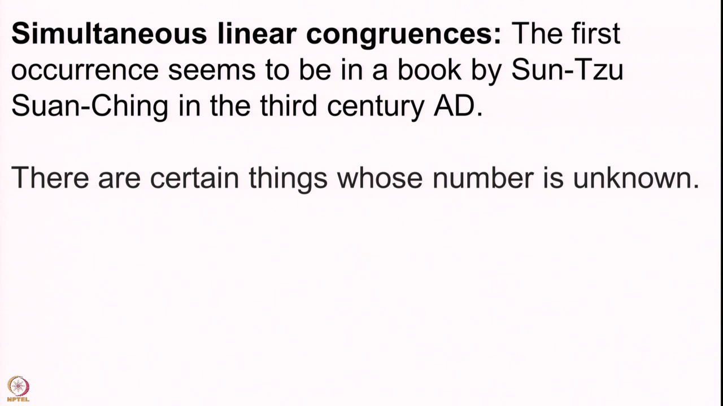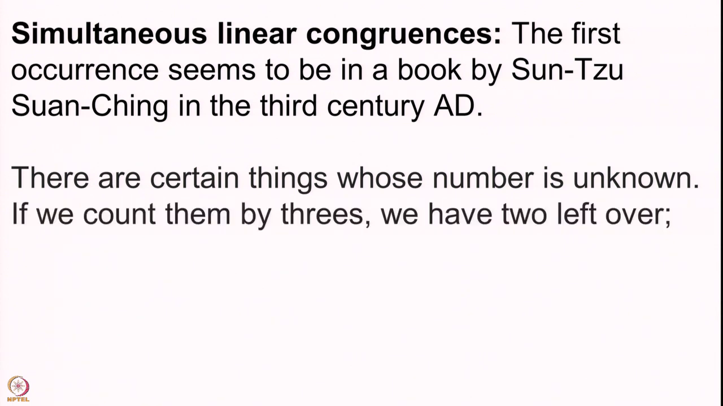So, the problem says that there are certain things whose number is unknown. So, you have n things. If we count them by threes, we have 2 left over. So, when you partition the number n in groups of threes, there will be 2 which are left over. So, n is a multiple of 3 plus 2, or n is congruent to 2 mod 3. This is what we would say in our current language.